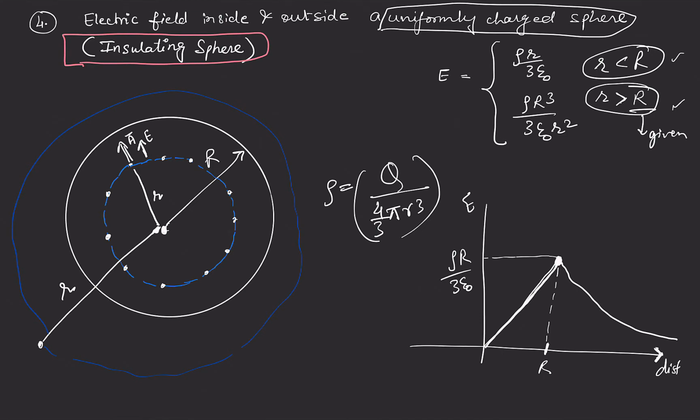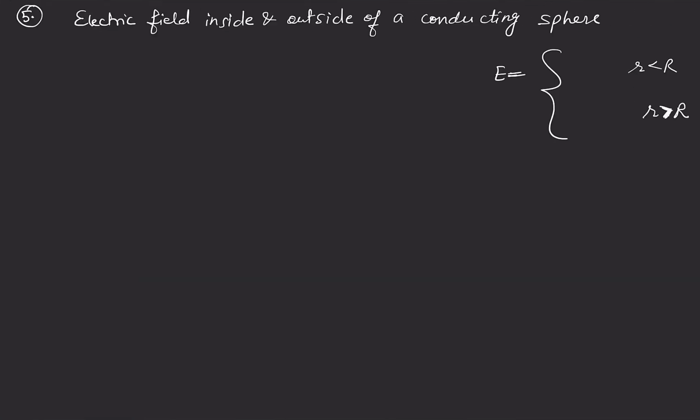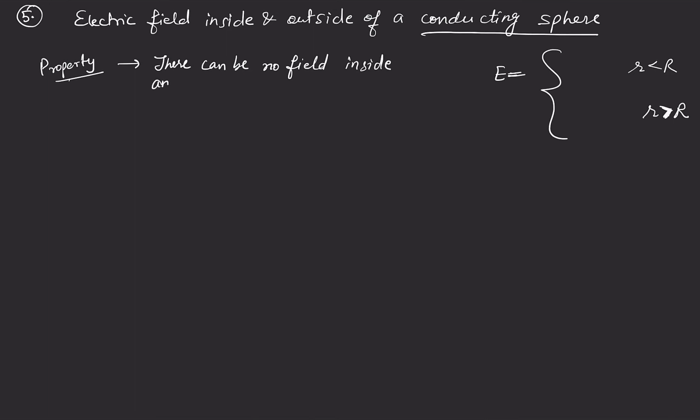So let's quickly move to the next question. As I told, there are two kinds of spheres, either conducting or insulating. And now the second question is, you are given a conducting sphere. So there is a property of the conducting sphere that you have to remember, and the property is that there can be no field inside any conducting material.